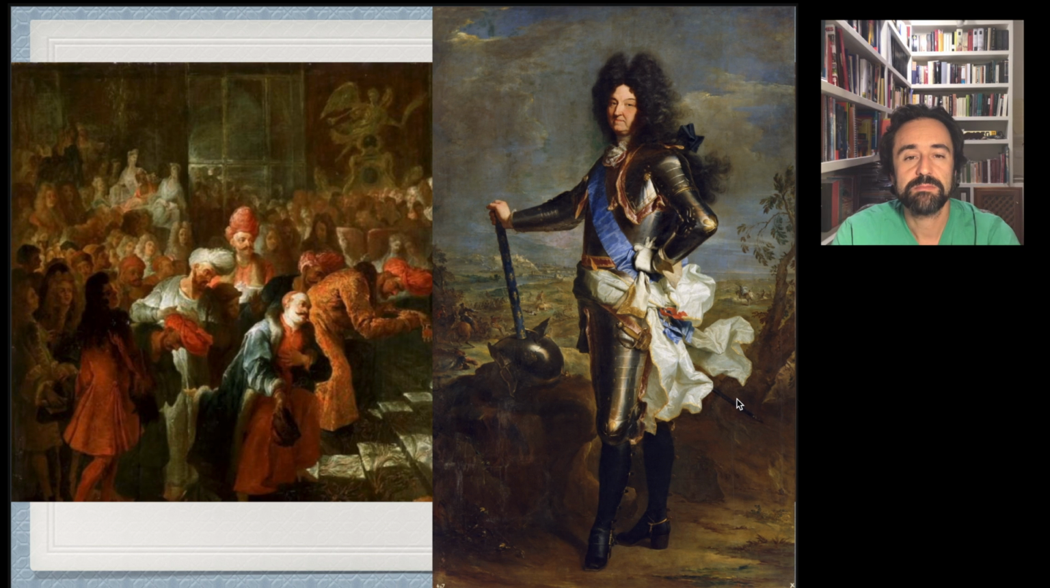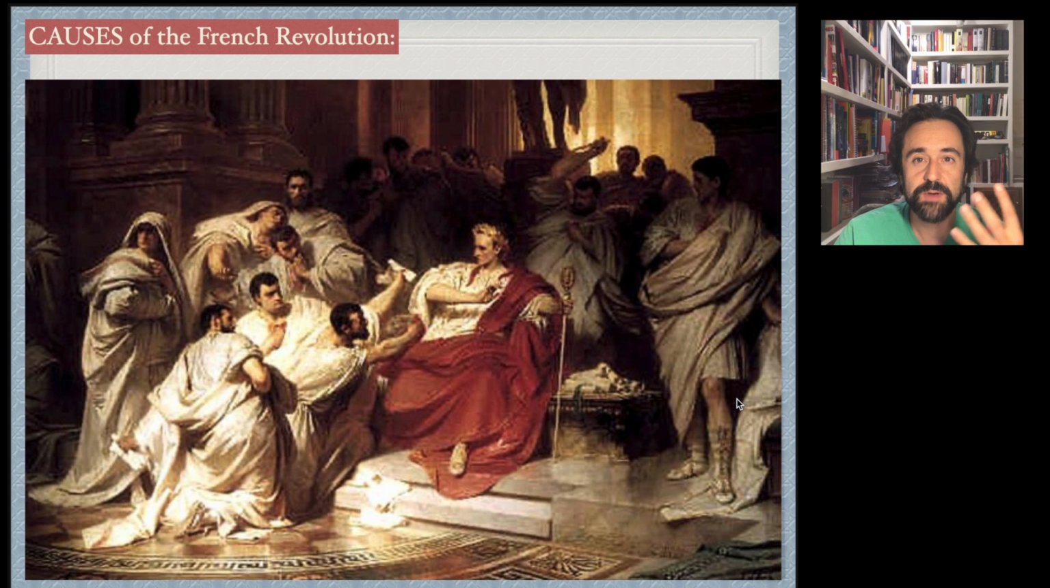Why in France? And why did this revolution happen? We are going to consider different factors, different ideas, causes, why this revolution happened in France. What happened? Different factors were combined and then something happened. For example, this is a symbol. This is the killing of Julius Caesar.